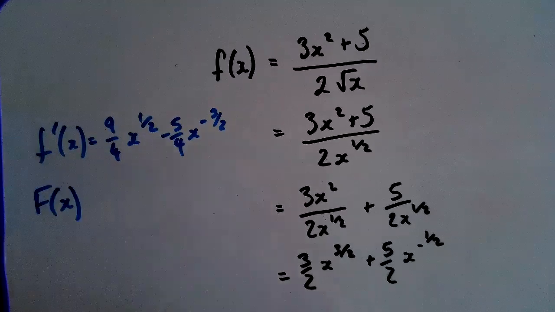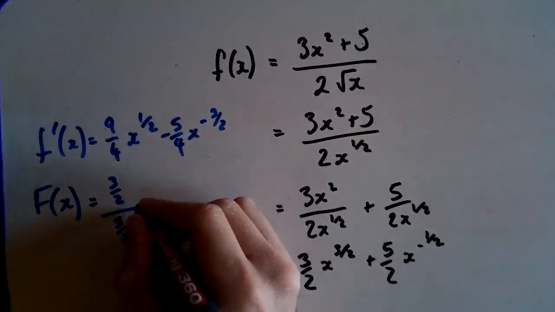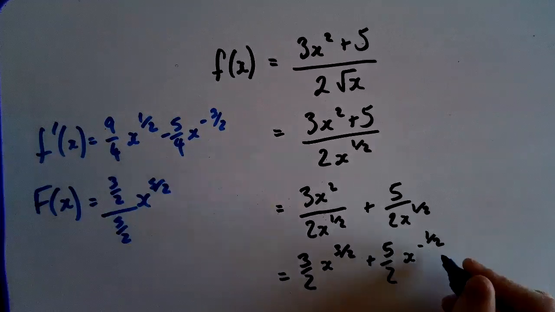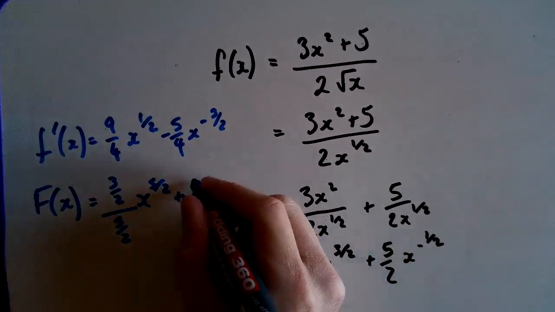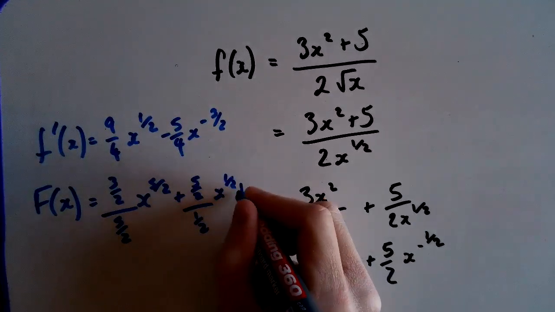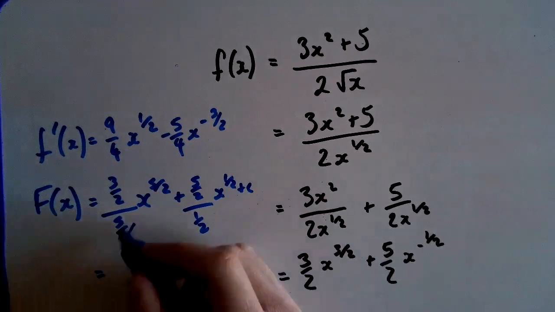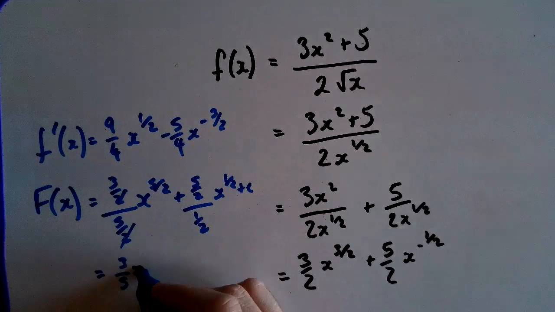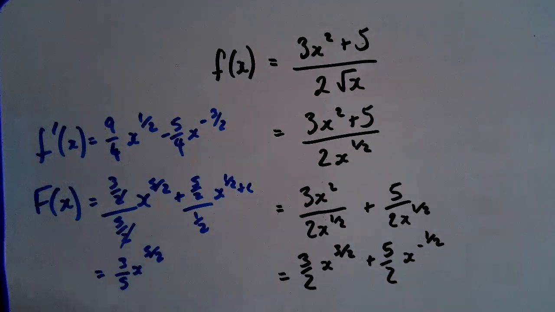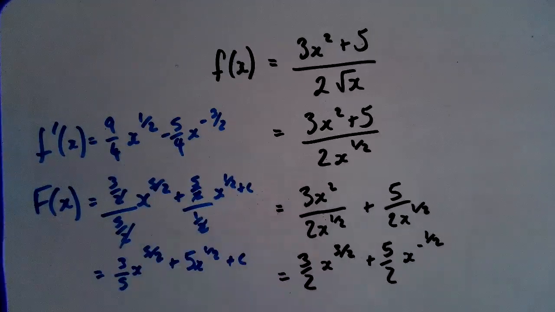original, so add 1 to the power, so 5 over 2, so it's 3 over 2 over 5 over 2, x to the 5 over 2, add 1 to the power to get half, so plus 5 over 2 divided by a half, x to the half plus c. Then simplify the fractions, so here the halves just cancel out, it's like a 3 over 5, x to the 5 over 2, plus here the halves cancel out, so 5x to the half plus c.